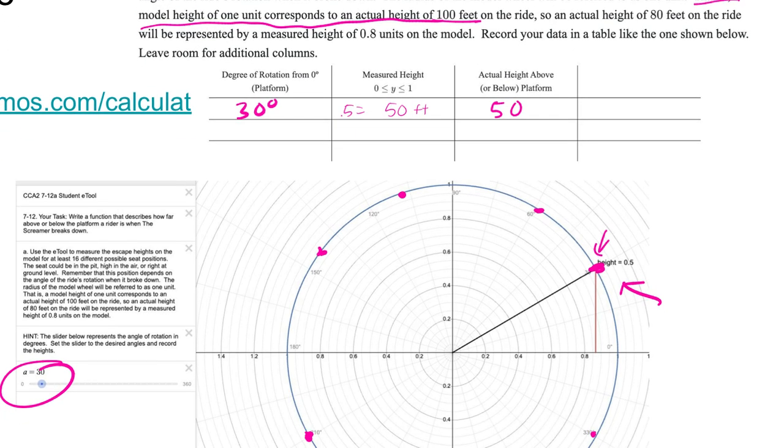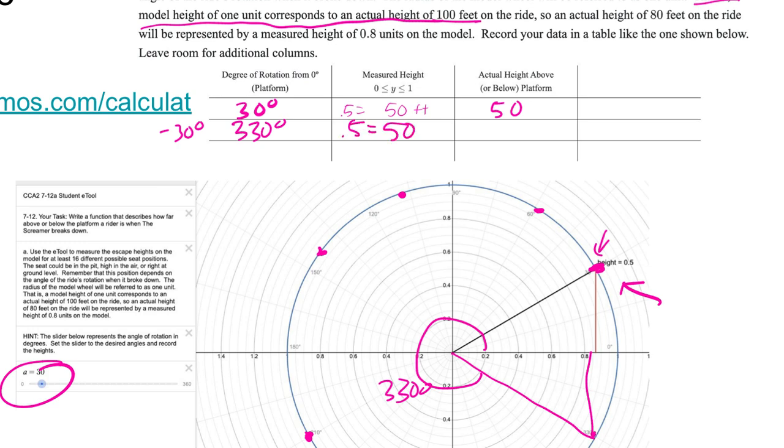As you start to spin this thing, you could make the same triangle going this way, and it would have that negative 30 degrees backwards, or you can think about that as 330 degrees. Going this full distance would be 330 degrees. It doesn't really matter how you write that. If you want to write that as negative 30, or if you want to write that as 330, both of them end up being that same point. Again, you're going to get that 0.5, which is 50 feet, and that's going to end up being 50 feet below. So I'm just going to show that with a negative 50 there.